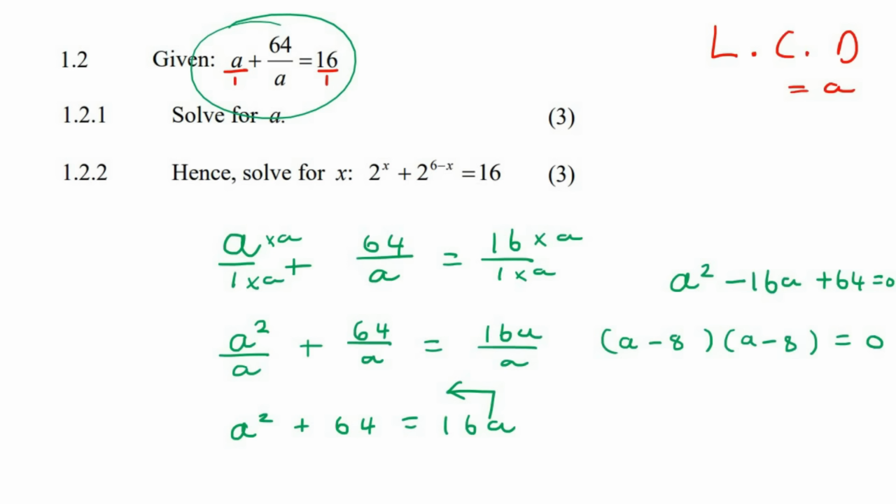You can just pause maybe and check that you agree with me on that. But a times a is a squared, and then negative 8a plus 64. So that works out perfectly. Then we can just solve and see that a minus 8 is 0. Therefore, a would be equal to 8.